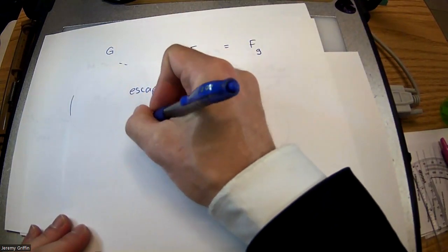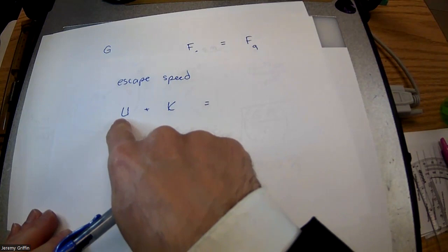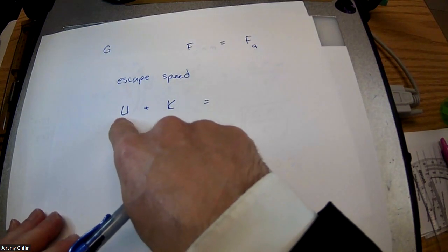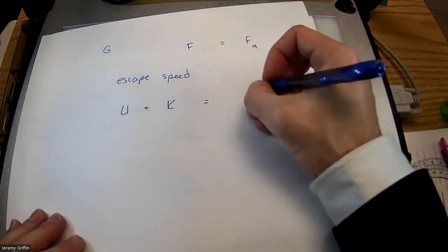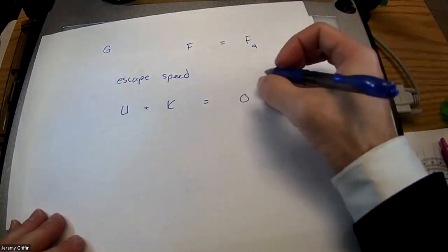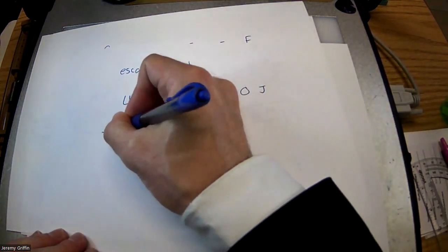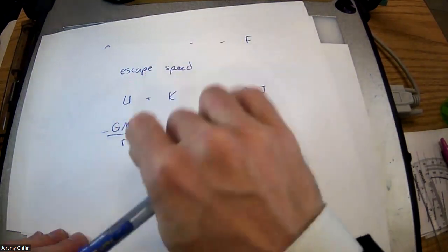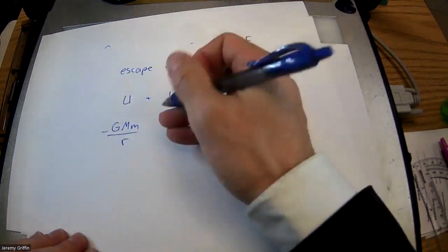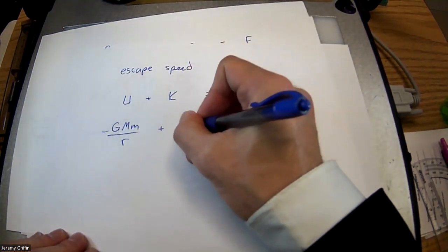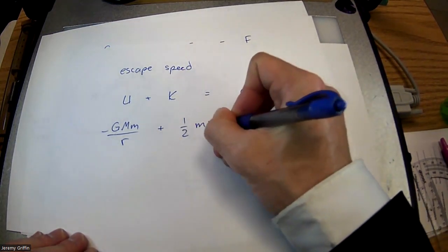So you say potential plus kinetic, and from a universal point of view, potential energy is always considered to be negative. So if you send something to the edge of space, it goes to 0 joules if you want to just barely get it there. So you've got negative G M m over R. Notice I'm not saying R squared because it's not a force, it's an energy term, right? And it's negative. Plus 1/2 mv squared goes to 0. And this is escape speed.